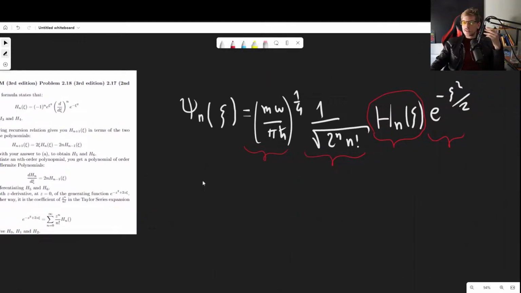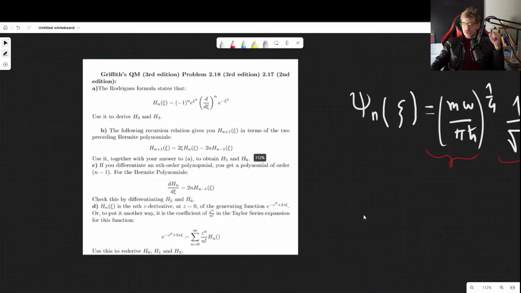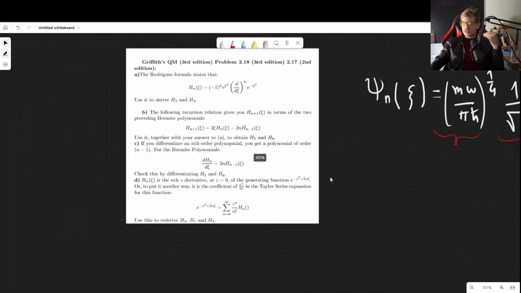So there are several ways. I already showed you in a previous video how to calculate it manually, but now we're going to start seeing some very, very useful theorems and formulas that there are. So we're going to start off with part A, where we will be discussing the Rodrigues formula.